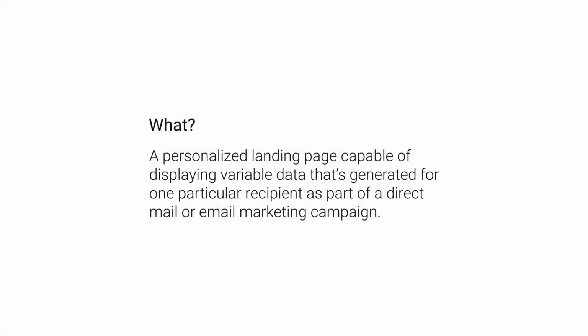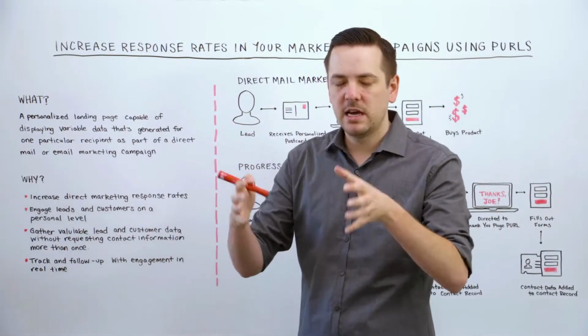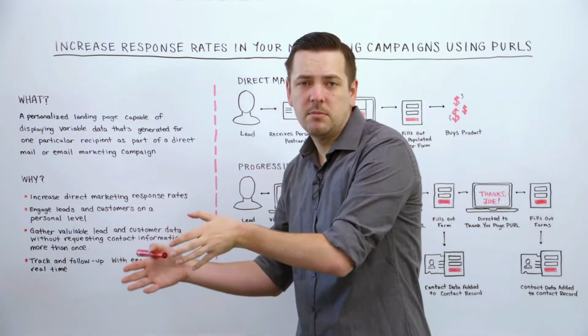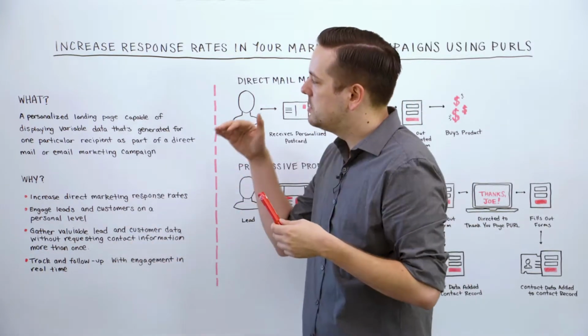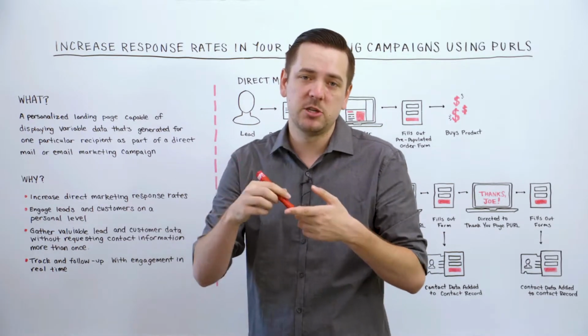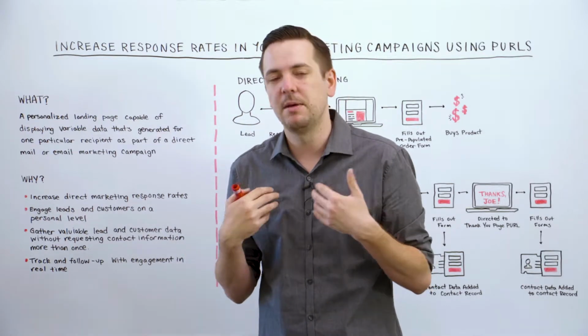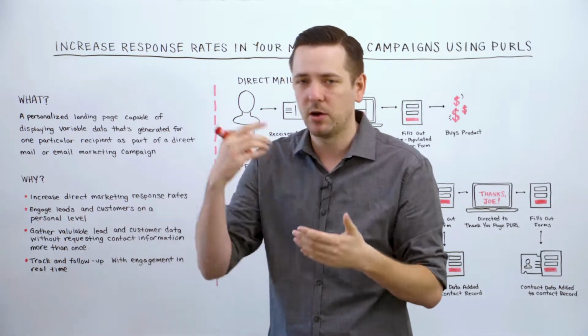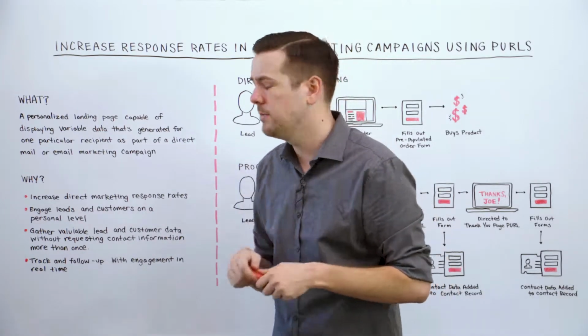Okay, so what we're essentially talking about is a personalized landing page capable of displaying variable data that's generated for one particular recipient as a part of a direct mail or email marketing campaign. So like I said, you can put sam.mysite.com on the front end of that URL, and it's going to show up to me as sam.mysite.com, and I might find that really cool and want to click on it more because I feel like it's my own URL.